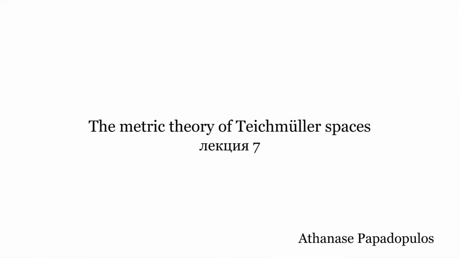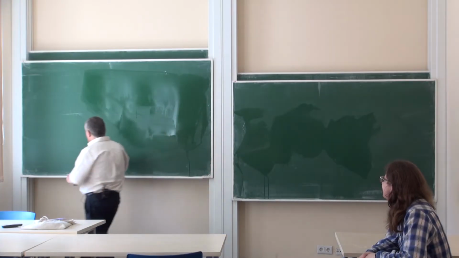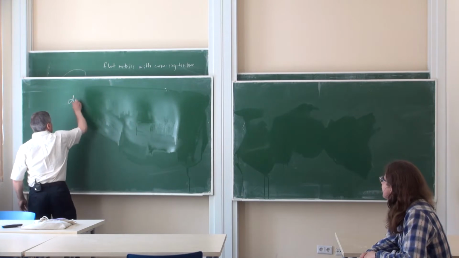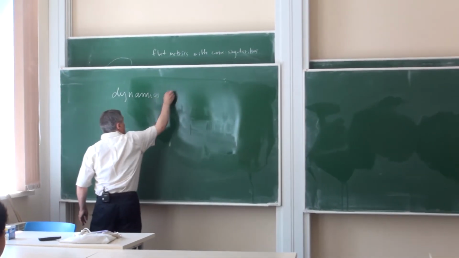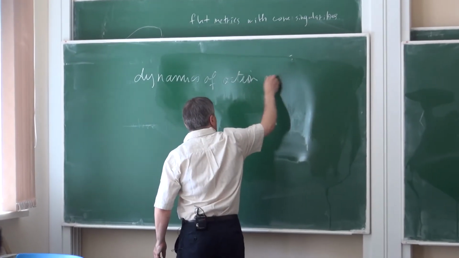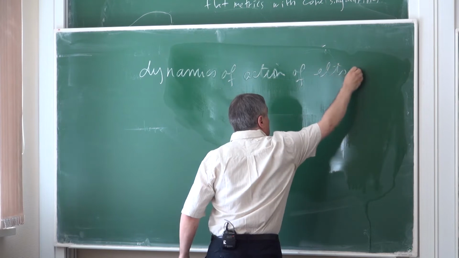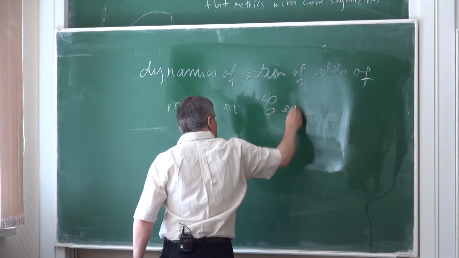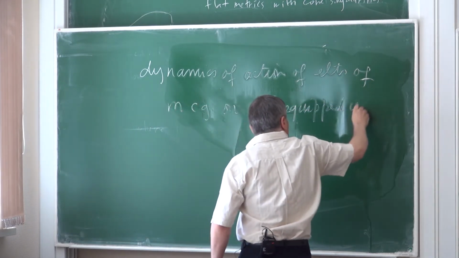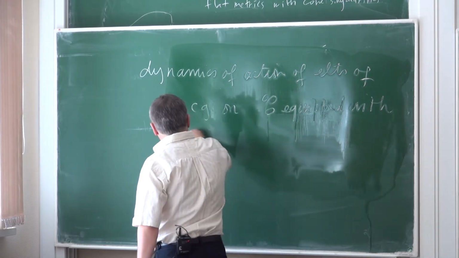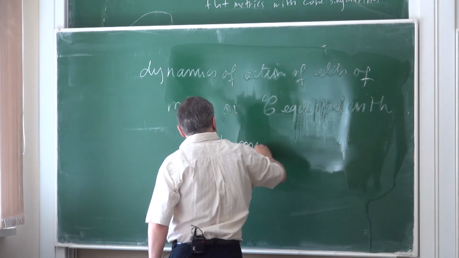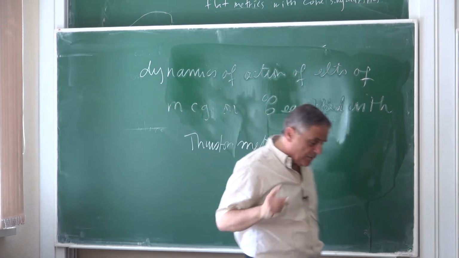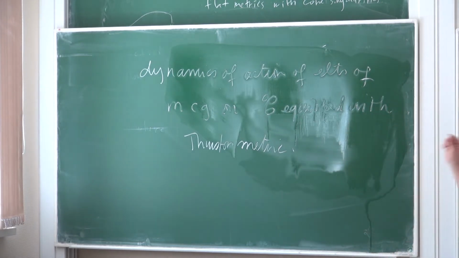Last time I stopped at a point where I was discussing the dynamics of the action of elements of the mapping class group on Teichmüller space equipped with the Thurston metric. So I had a couple more results to explain to you, but I wanted to do this more carefully because I want to take some time to talk about this.